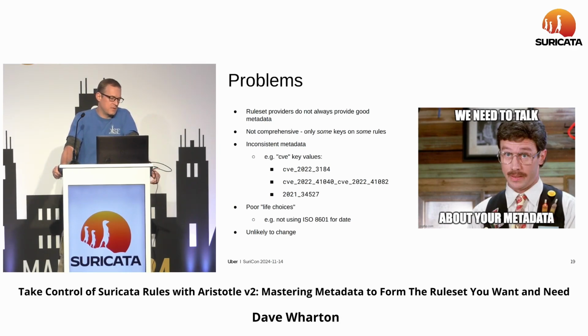If you look at, for example, the Emerging Threats rule set, they have a metadata key on some of their rules called confidence, which is great. That can be very useful, but it only exists on about 2% of the rules. So it's not very useful to use for filtering the entire rule set. You also have things like inconsistent metadata, where you have a CVE key that's supposed to represent a CVE value, but the value format is inconsistent. So you have a bunch of different formats, and if it's not predictable, then it makes it very difficult to create rules that match against it.